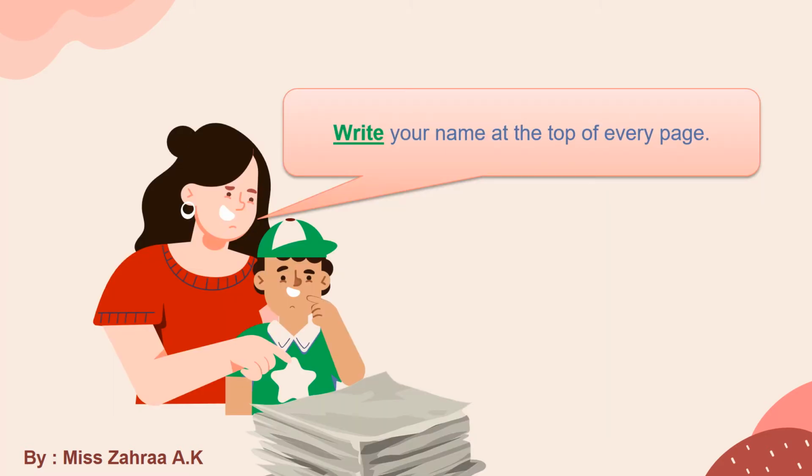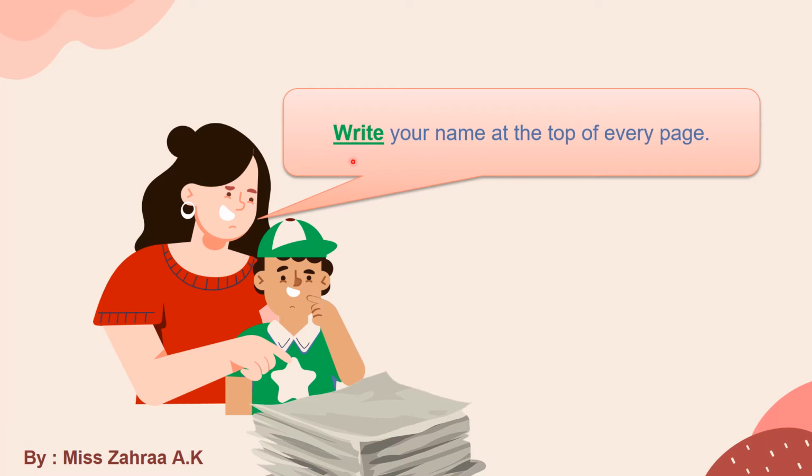If we have this example, write your name at the top of every page. Write your name at the top of every page. Write your name at the top of every page. So write your name. Notice write is a verb, the base form of the verb, the form of the verb in the infinitive, in the present, which is write.